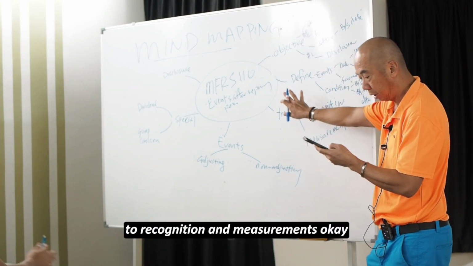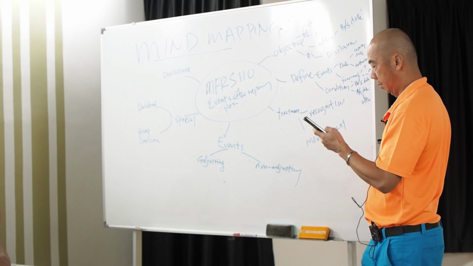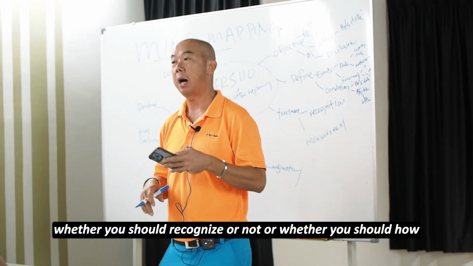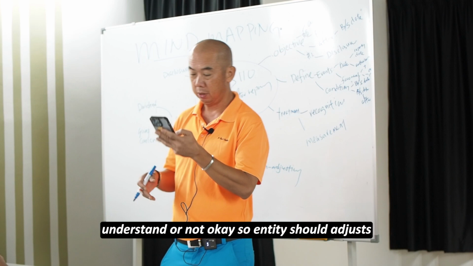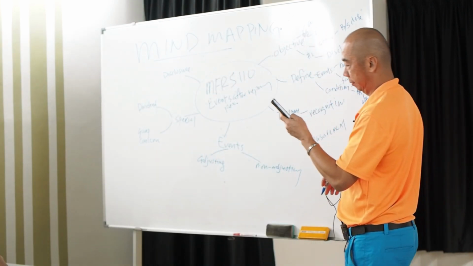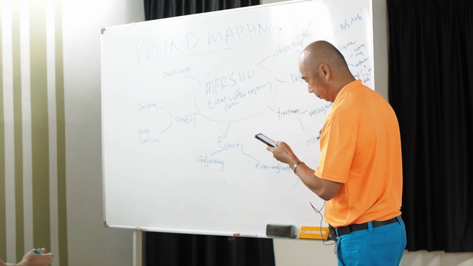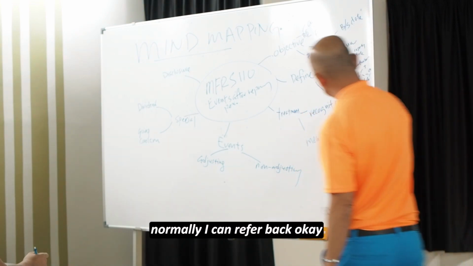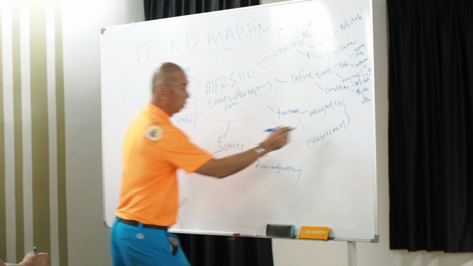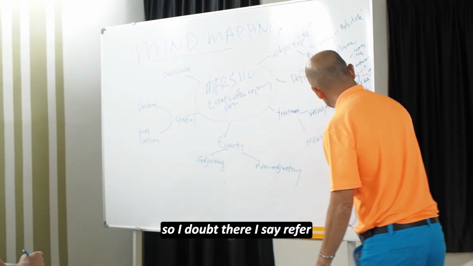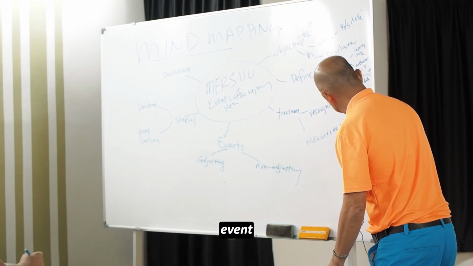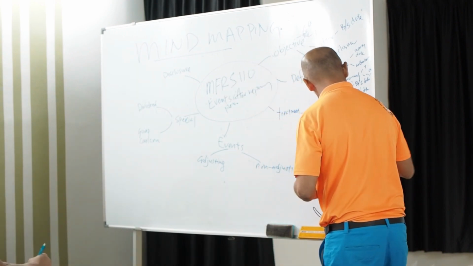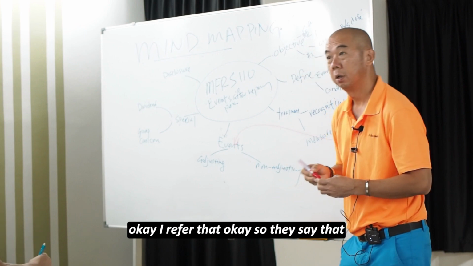Okay? Then, you go to recognition and measurements. Okay? So, what is the recognition? You see, accounting standard is all about whether you should recognize or not, or how you measure. Understand not? Okay? So entity should adjust recognition. Okay? So for adjusting event, I think this is not right. Normally I can refer back, okay? So down there I say refer event. Okay, I refer that, okay?